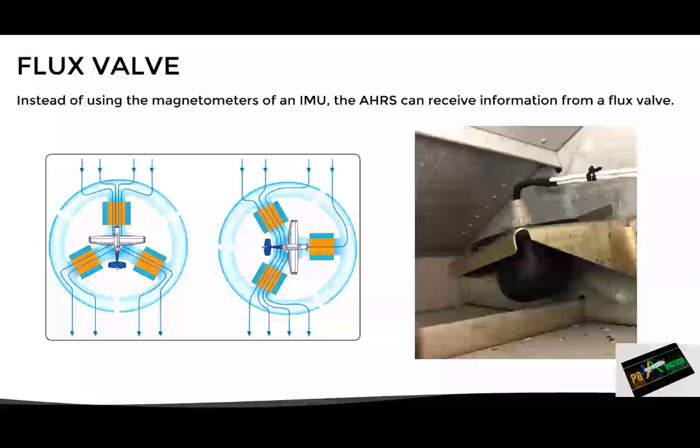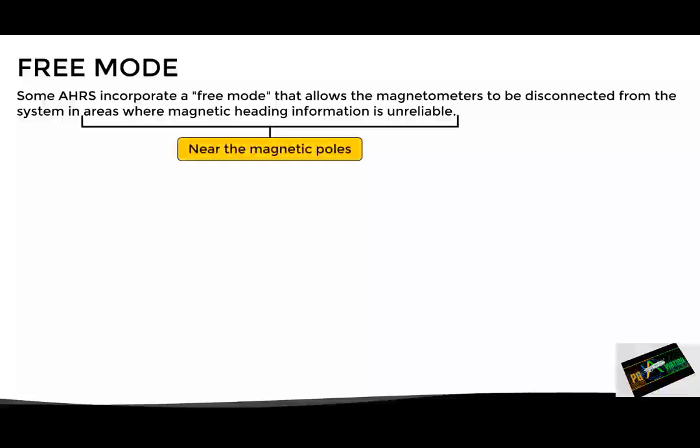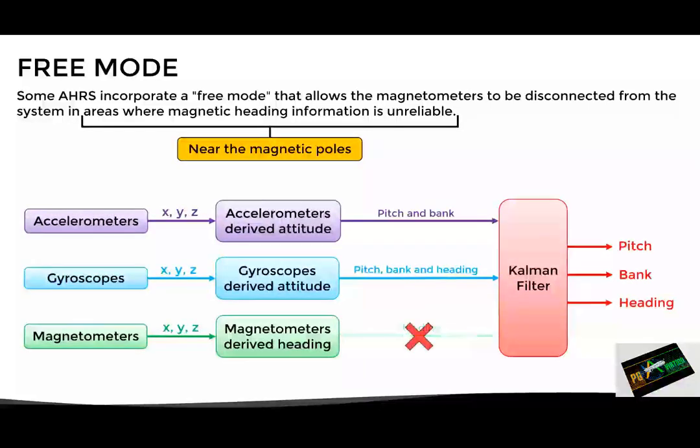And just like in a remote indicating compass, some AHRS incorporate a free mode that allows the magnetometers to be disconnected from the system in areas where magnetic heading information is unreliable, as for example near the magnetic poles. In this case then, the heading information will only be provided by the MEMS gyros, not the magnetometers.